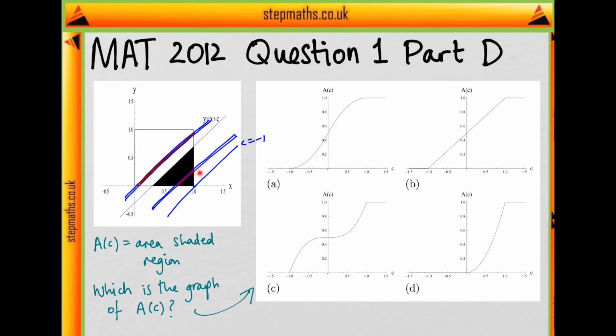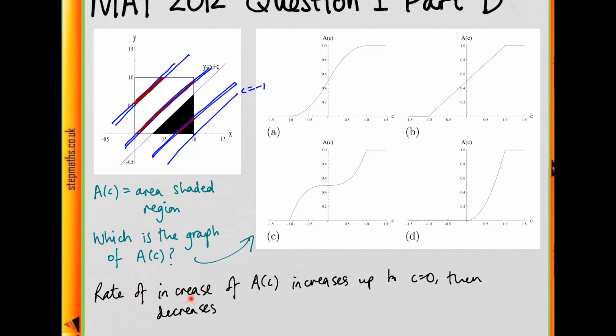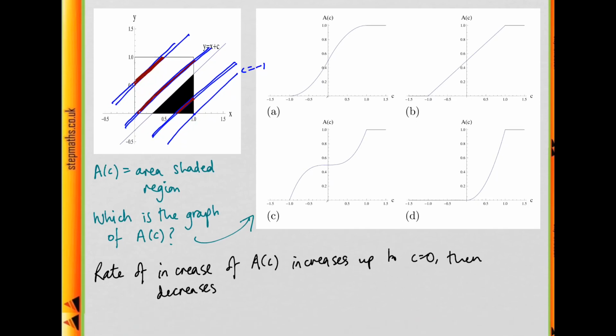So as we move c from -1 to 0, which is when it will go through the diagonal of the square, the rate of increase of the area is going to be increasing. But when I move past 0, the area I add on is going to be decreasing again. So here it's only this little area. So we're looking for a graph whose gradient is increasing up to 0 and then decreasing, and to me that looks like A.